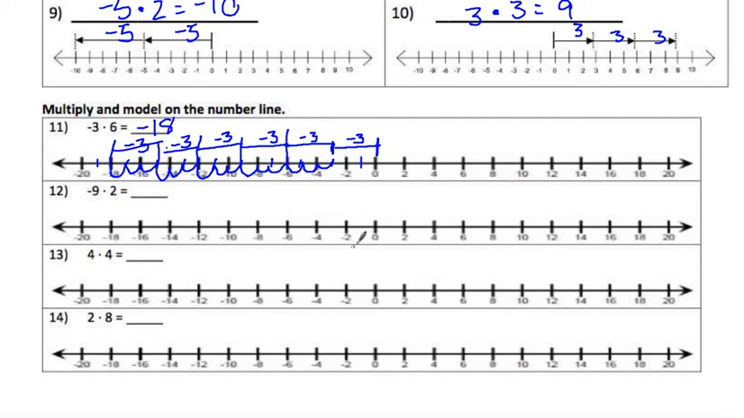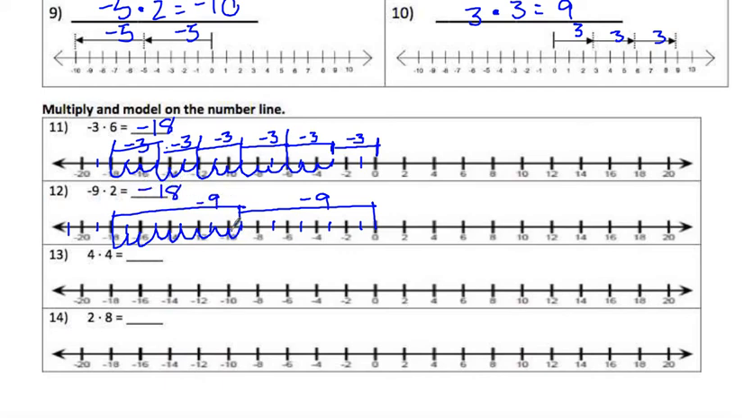Same thing with number 12. Start at 0. I'm going to go to negative 9, but they're not there. So I'm going to put the little half marks. And I'm going to go negative 9 2 times. So the first one will be here, because that's where negative 9 is on the number line. And then you can count from there. 1, 2, 3, 4, 5, 6, 7, 8, 9. Which brings you to negative 18.